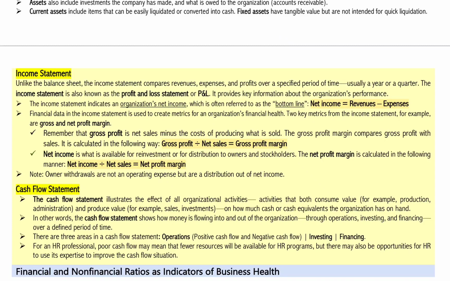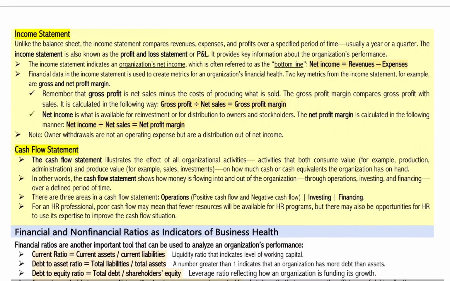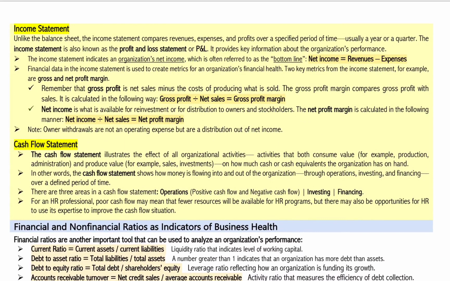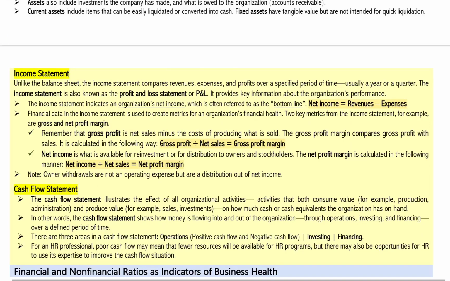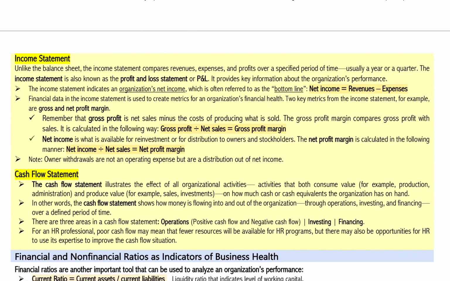Income statement. Unlike the balance sheet, the income statement compares revenues, expenses, and profits over a specified period of time, usually a year or a quarter. The income statement is also known as the profit and loss statement or P&L. It provides key information about the organization's performance. The income statement indicates an organization's net income, which is often referred to as the bottom line. Net income equals revenues minus expenses.